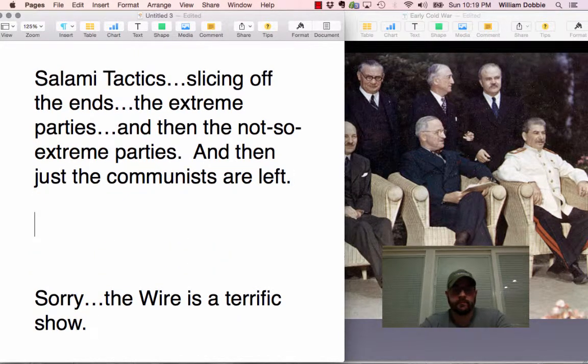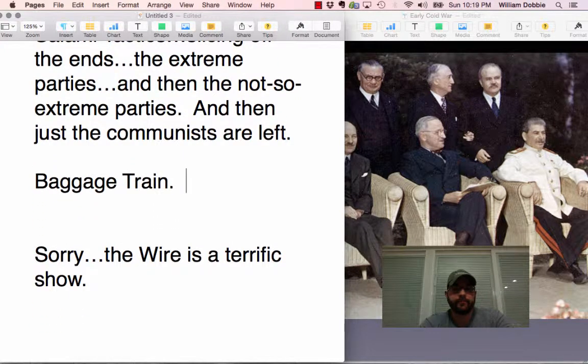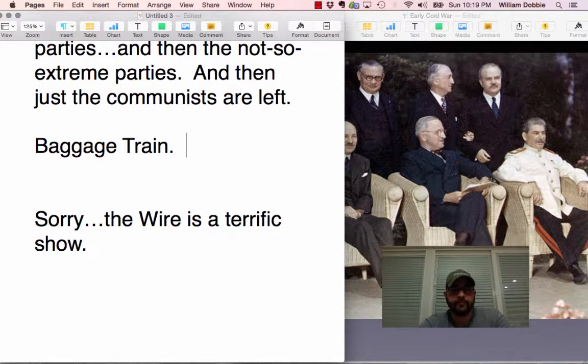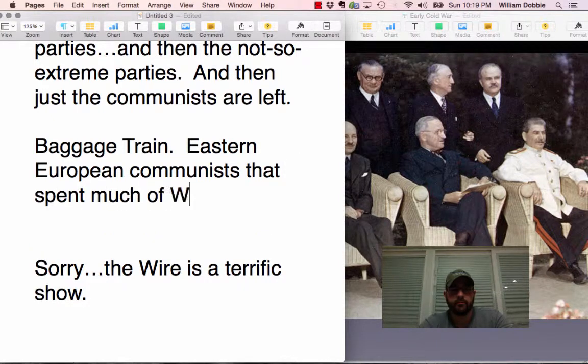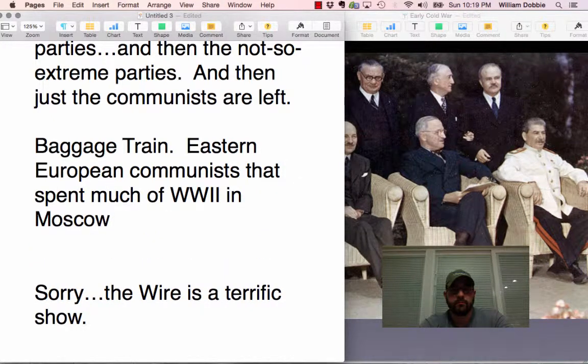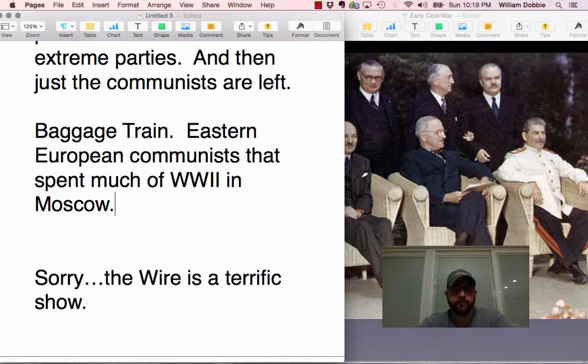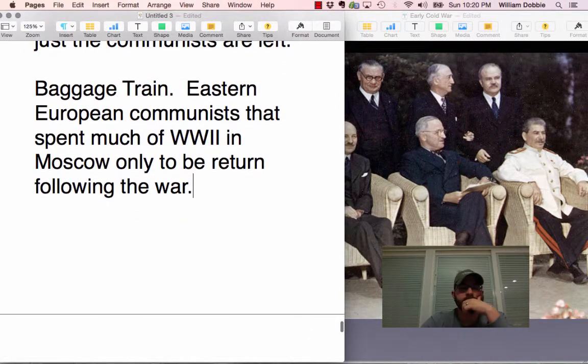Now, the other phrase on your standards that goes along with this is the notion of the baggage train. The baggage train in post-World War II politics refers to this collection of Eastern European communist leaders that during the course of World War II, they literally got on trains and went to Moscow. And they stayed the war in Moscow under Joseph Stalin's thumb and under his tutelage. In some cases being wined and dined when that was possible, and in other cases just being influenced. Like, here's how you are going to set up your state. Here's how you are going to run. I am who you are beholden to.